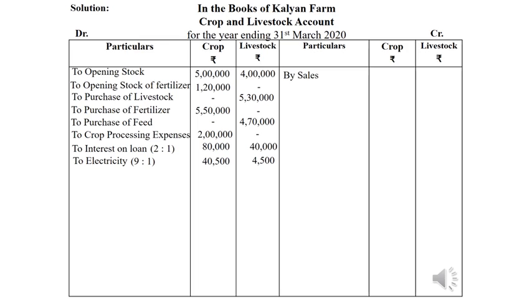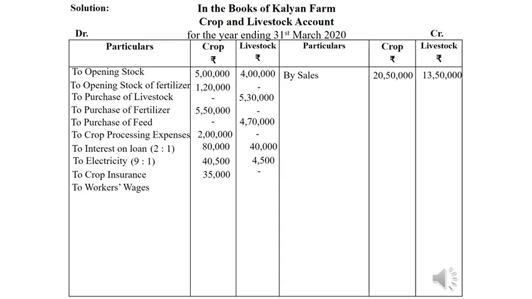Next is sales. By sales, crop sold 20,50,000 is given. Then livestock sold 13,50,000 is given in the problem. Record them on respective sides. Then crop insurance is given. Crop insurance is exclusively related to crop only. Therefore, under crop account record 35,000 and under livestock nil.